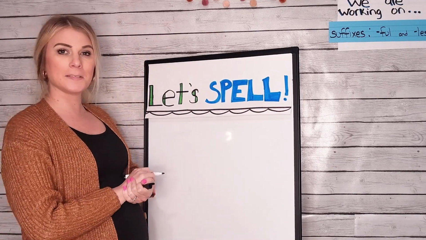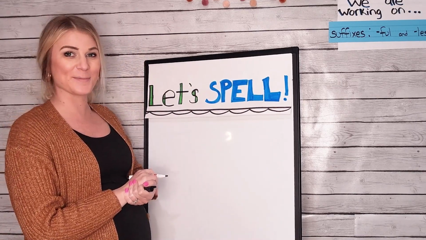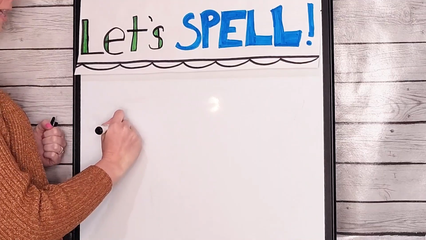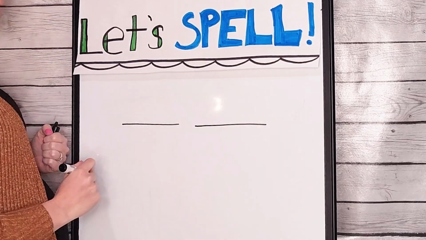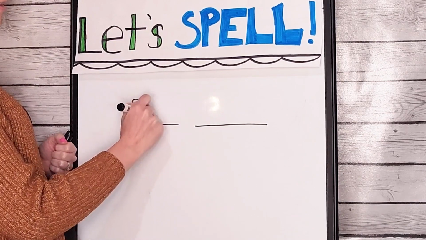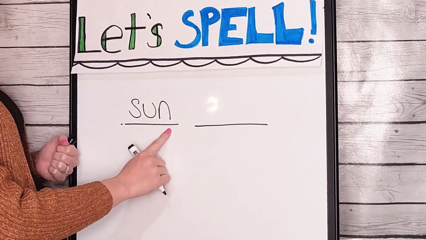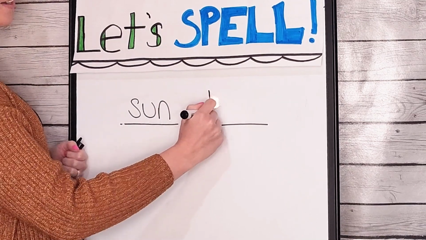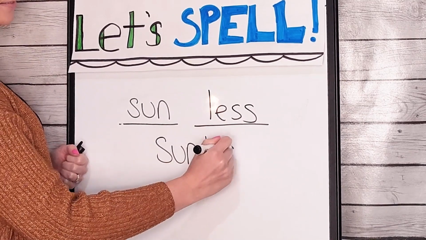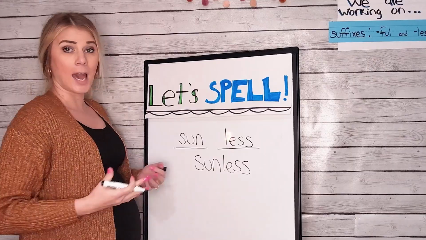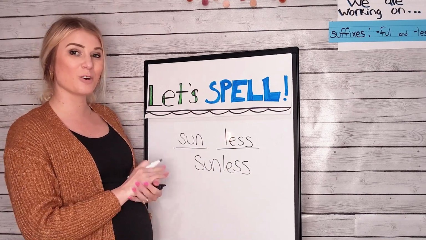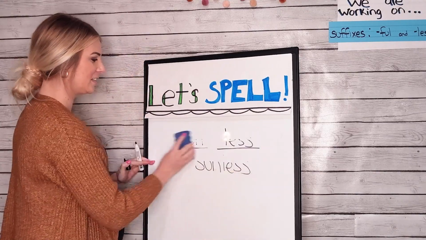Our next word is sunless. Can you say that word with me? Sunless. When I say the word sunless, I hear two word parts again. Sun, less. Let's listen for the sounds in each of those word parts. Sun, I know how to spell that word. And then my suffix, less. Let's put them together. Sunless. On a sunless day, the sun does not shine. Great job. We've got two more words, readers. Are you ready to go?